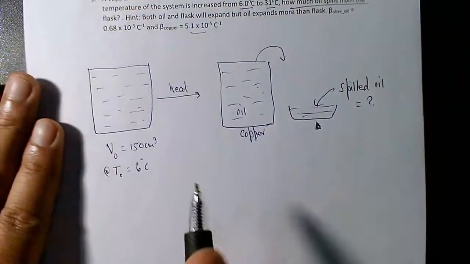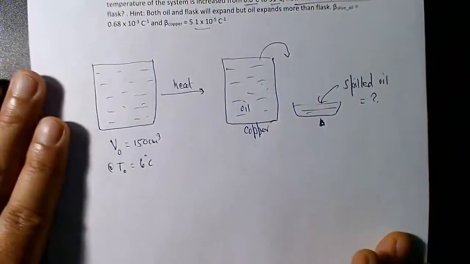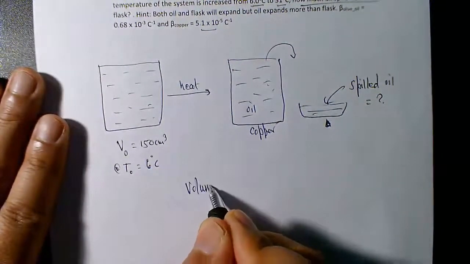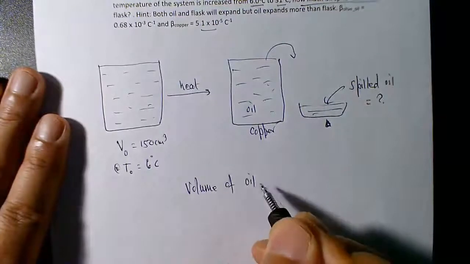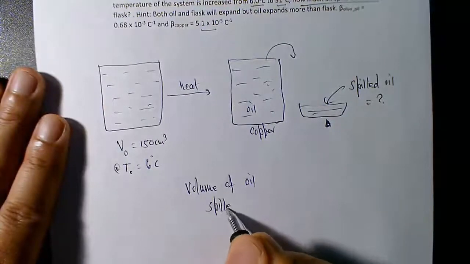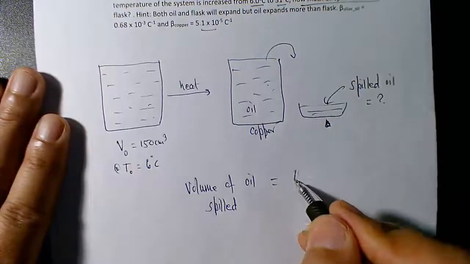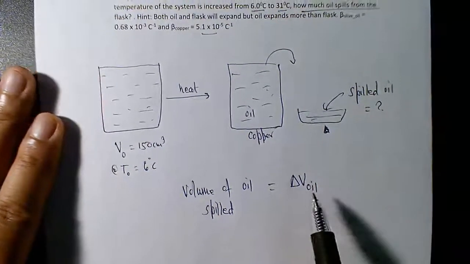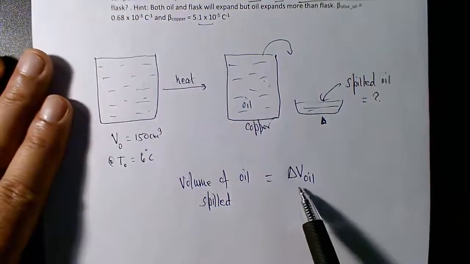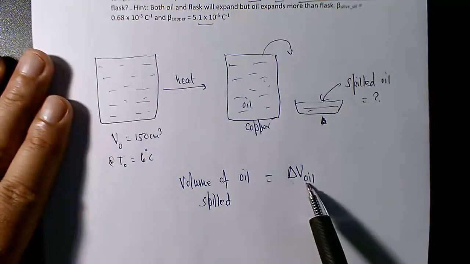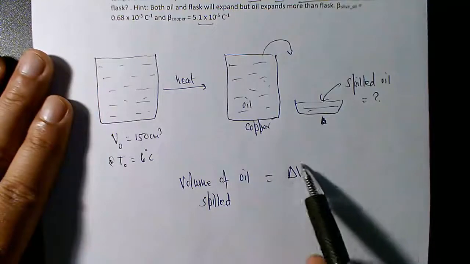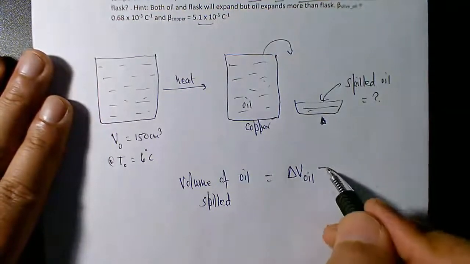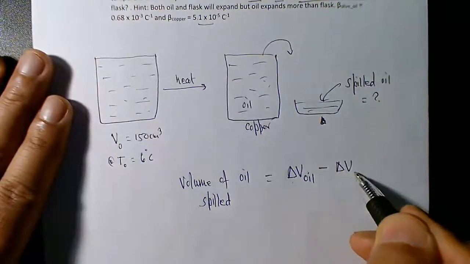So this is easy. Actually, the main concept is this: the volume of oil spilled has to be the expansion in the volume of the oil, because we know that oil expands more. This is delta V, not just V. Delta V of this is the volume expansion of oil minus the expansion of the copper.